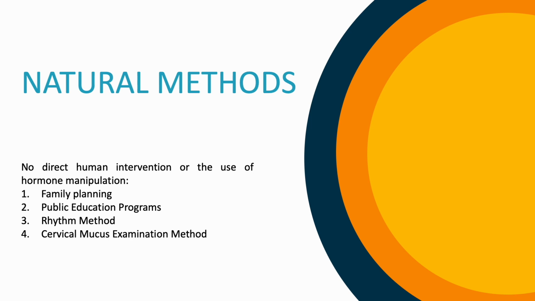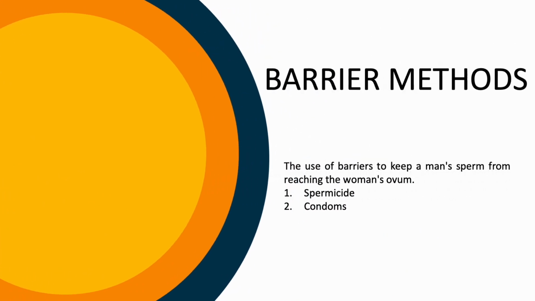3. Safe period or rhythm method, also known as the calendar method. This utilizes the body's natural cycles. In this case, the menstrual cycle is used to determine when a woman is fertile. When that time frame is determined, they can choose whether to have intercourse during that time. 4. Cervical mucus examination method involves observing the mucus patterns throughout a woman's menstrual cycle.